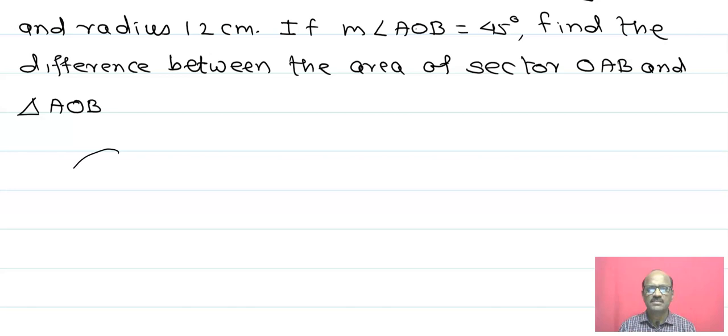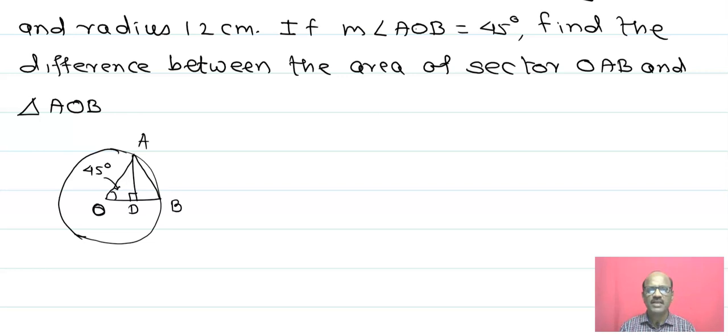Now see this here. This is the circle with the center O, OA, OB. These are the radius. Join AB. AD is perpendicular to OB and the angle AOB is 45.